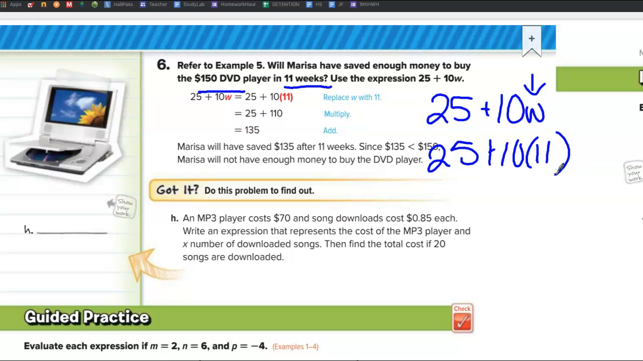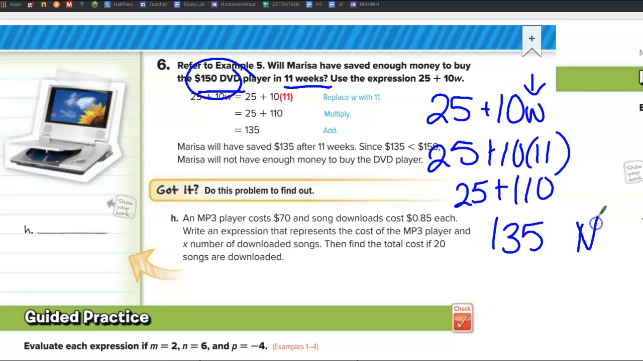What would I do first? Multiply. Multiply 10 times 11. 110. Plus 25 gives me 135. So does she have enough money? No, she does not. How much money does she need? She needs 150, so after 11 weeks, would she have enough money to buy it? No. So our final answer would be no.